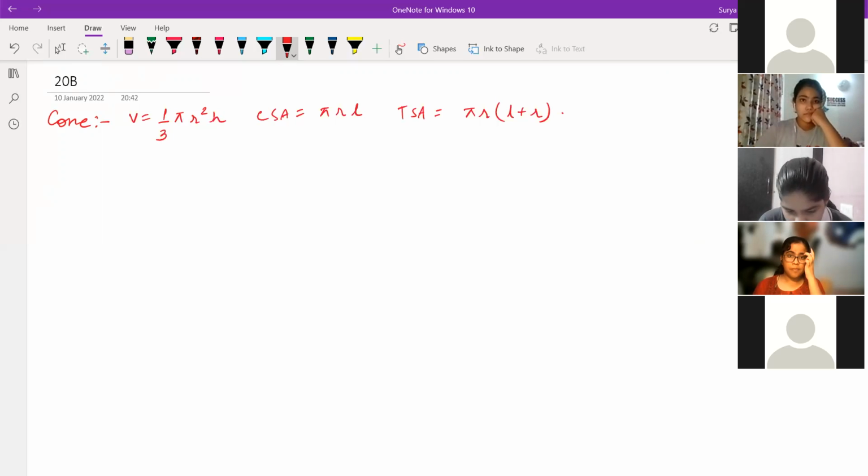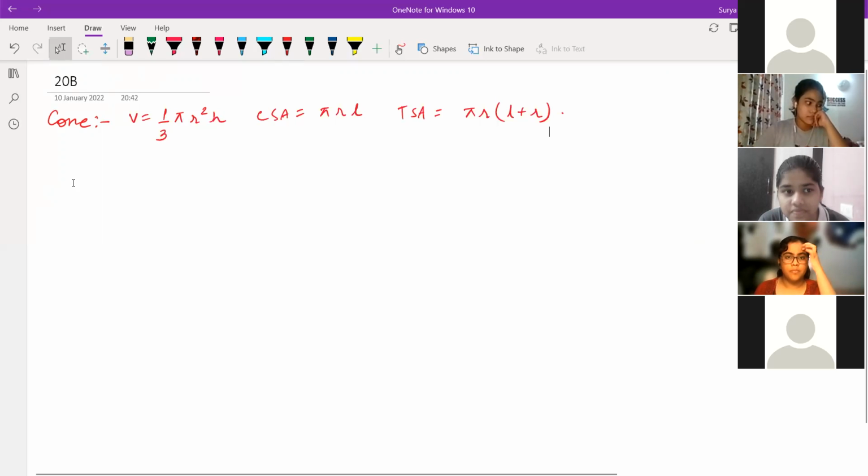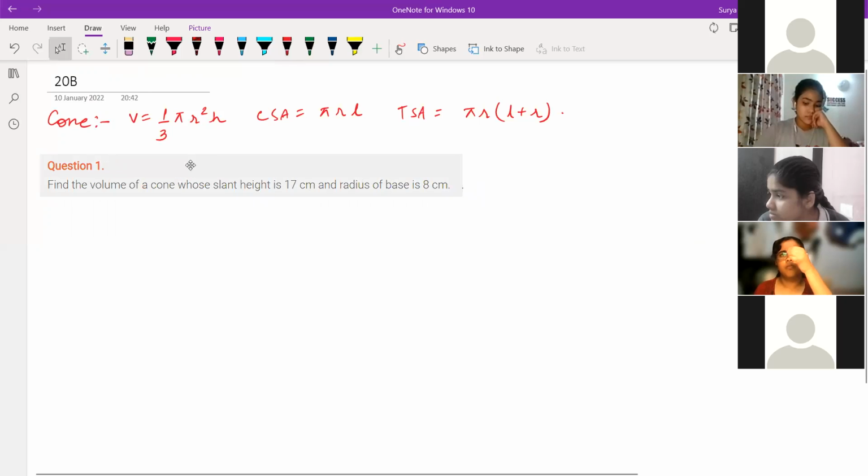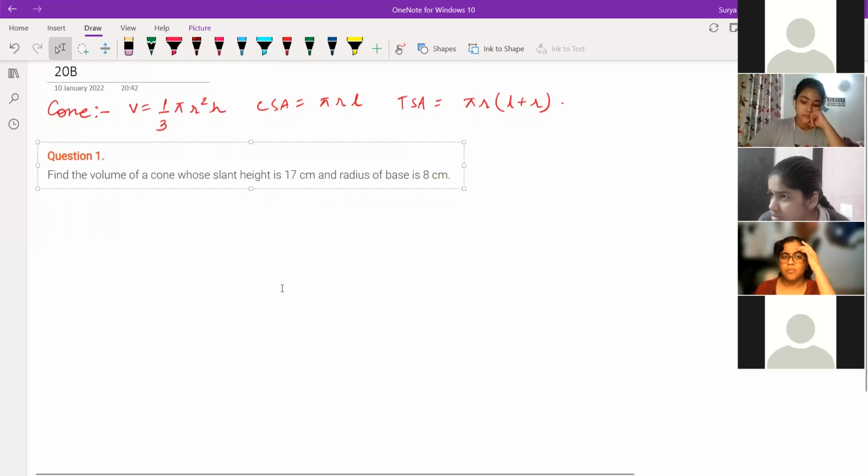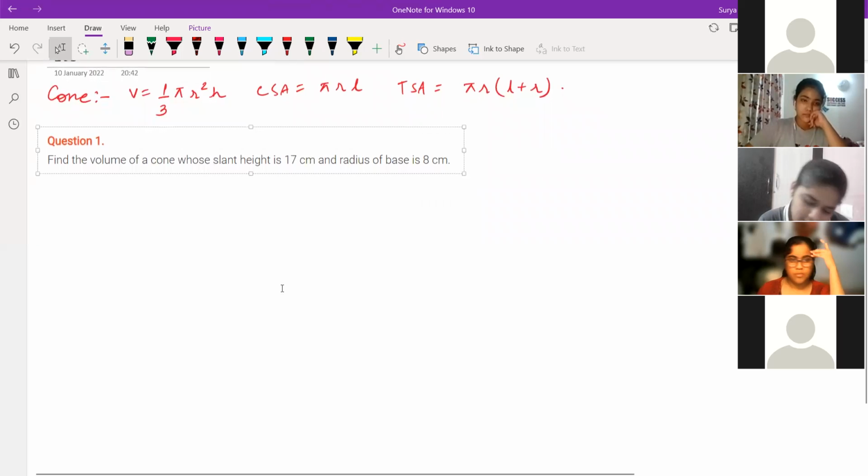If you know this, do question number 1, all of you. This will start from an easy question. Find the volume of cone whose slant height is 17 and radius is 8 centimeter.